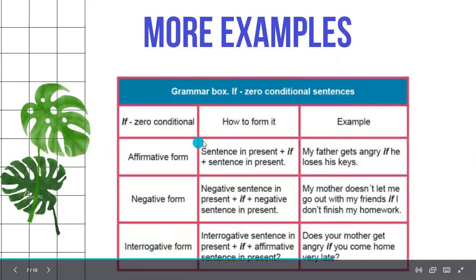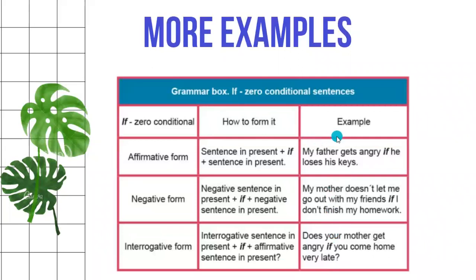For example, in the affirmative form, we have, my father gets angry if he loses his key. Here we have part B, which is the consequence, and here we have part A, which is the condition.